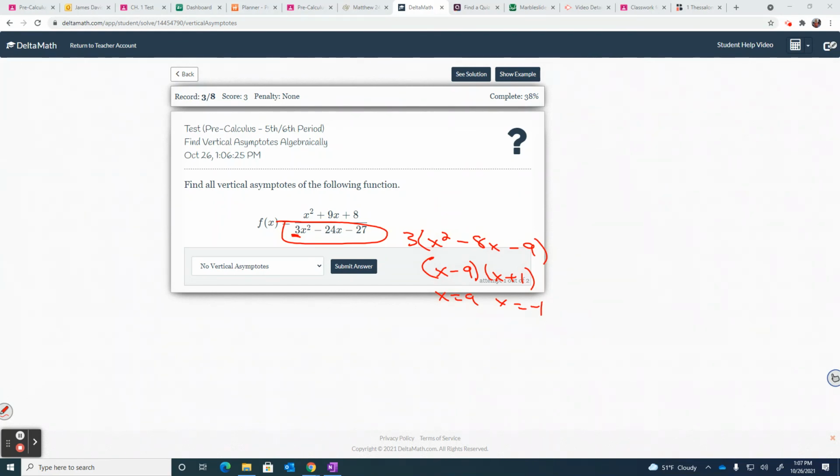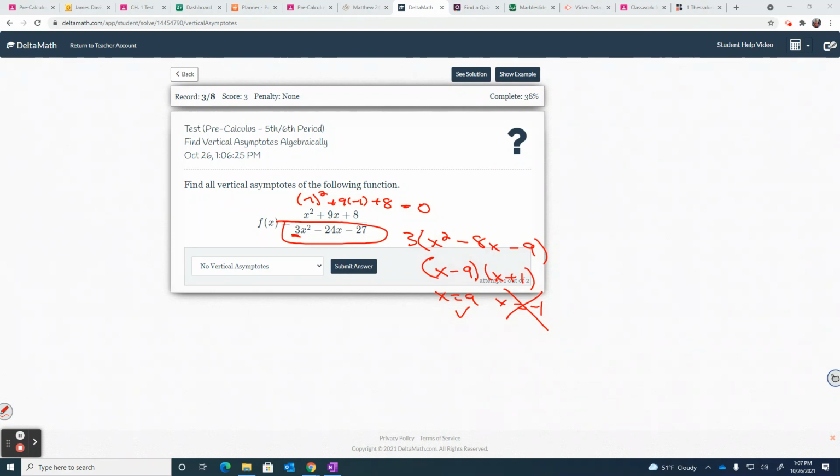And then actually when you check these, 9 is fine. But when you plug in negative 1, negative 1 squared plus 9 times negative 1 plus 8, you're going to get 0, because this would be 1 minus 9 plus 8. It's 0, so then you're going to X that one out and make 0 not in the solution.